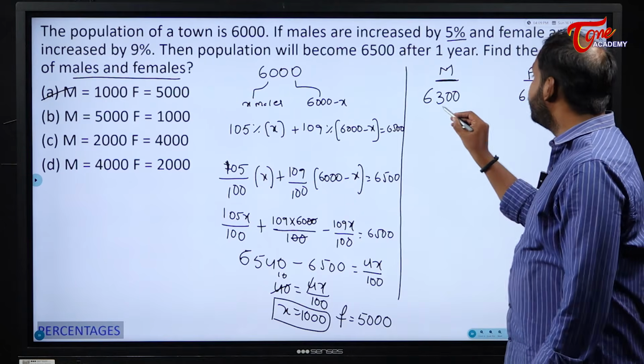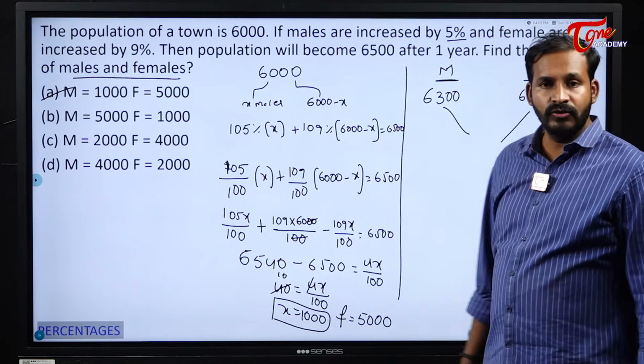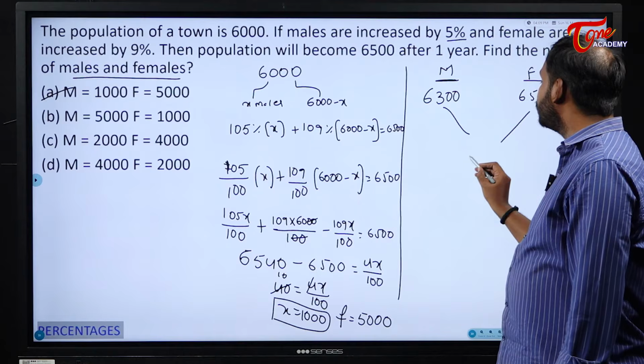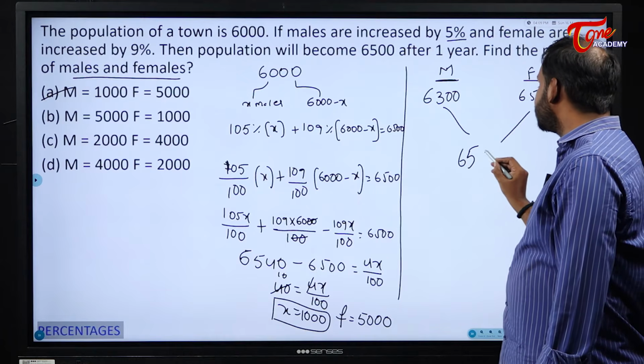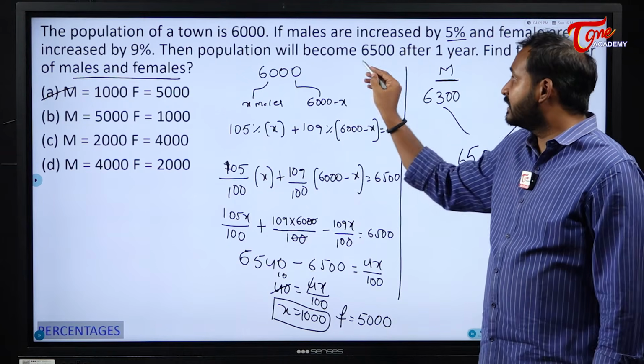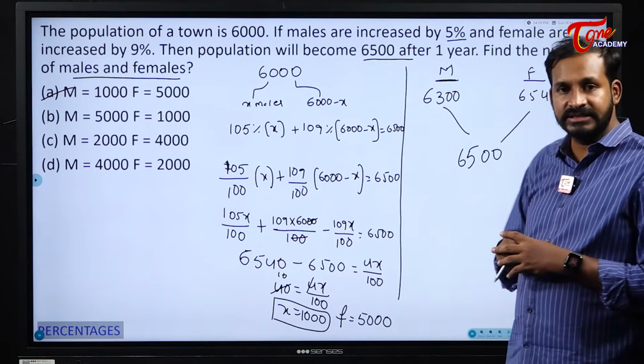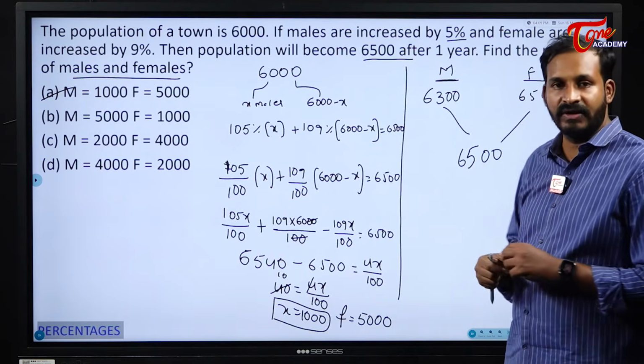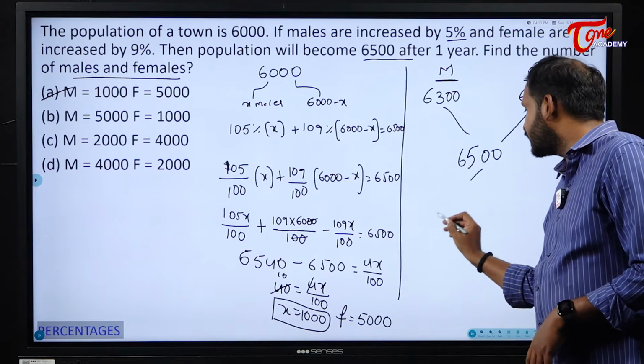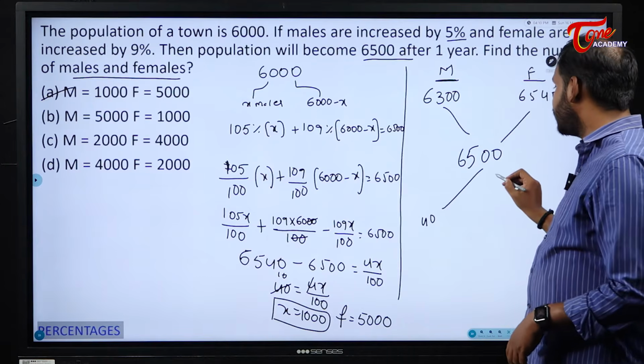But due to the mixture of these two things, what happened to the village population? It became 6,500. After 1 year, it became 6,500. Due to the mixture of male and female candidates, the population became 6,500. So what is the difference you will get here? 40. And here? 200.